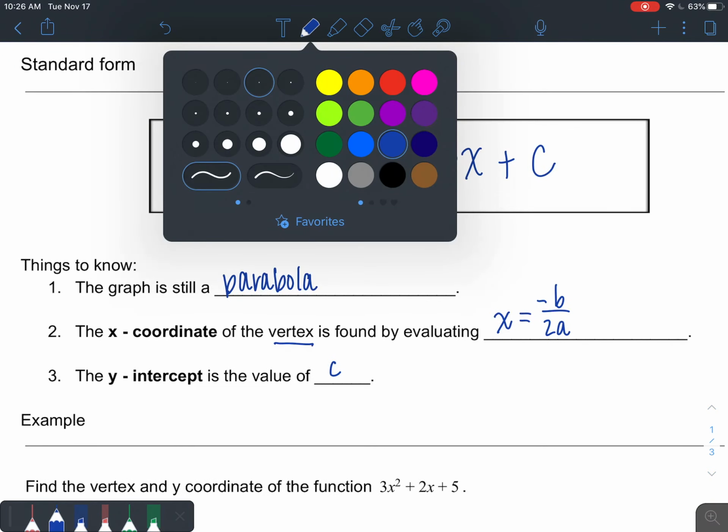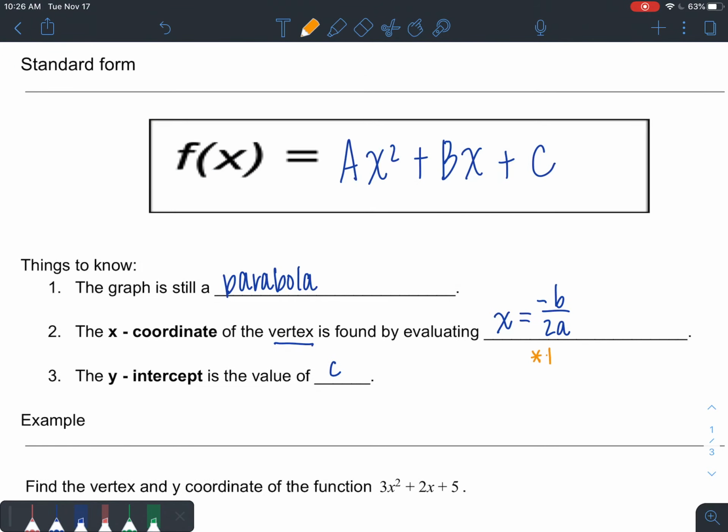And then this is just a note, but to find y, plug back in. And then the y-intercept is going to be the value of c, so that's going to be the point (0, c). So that's where it intersects with the y-axis.